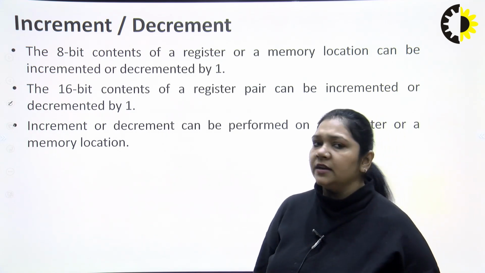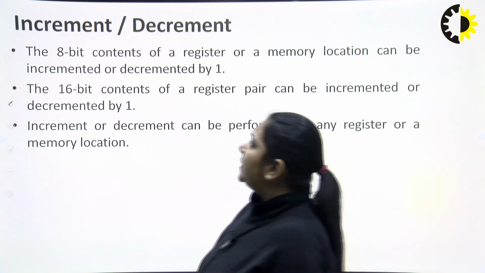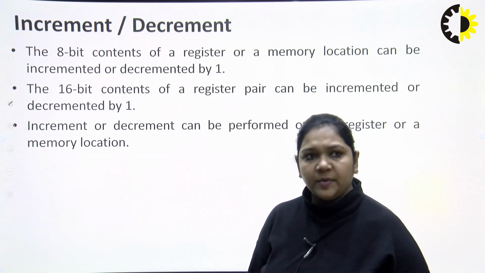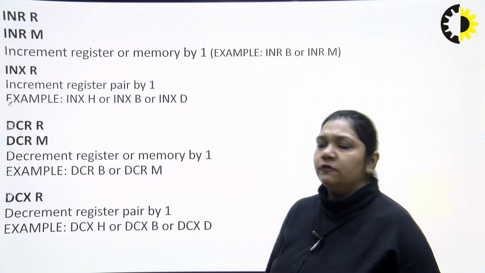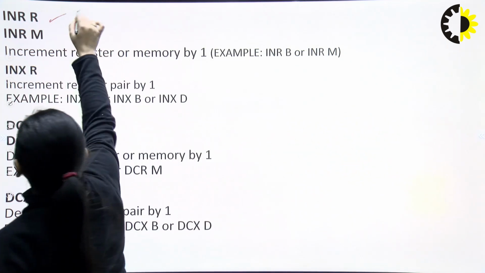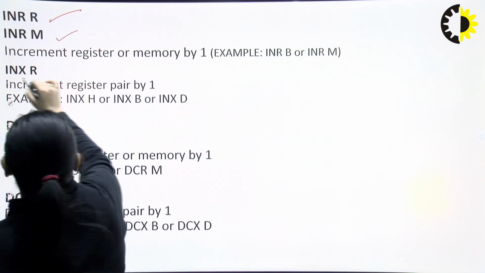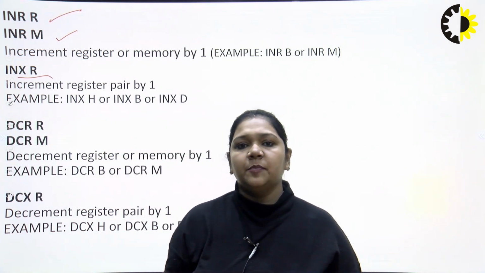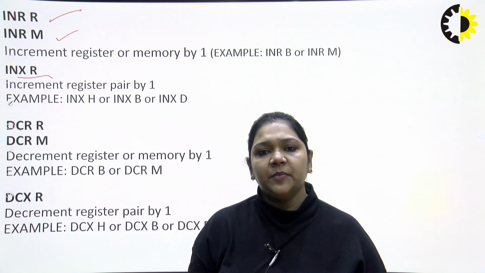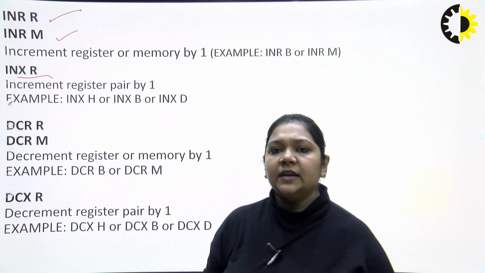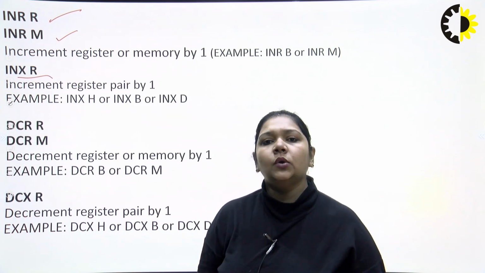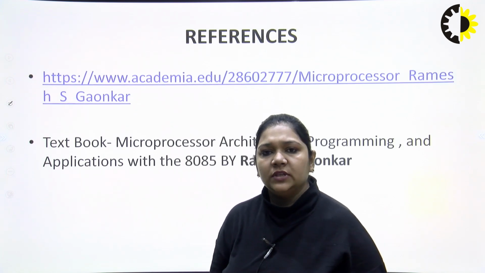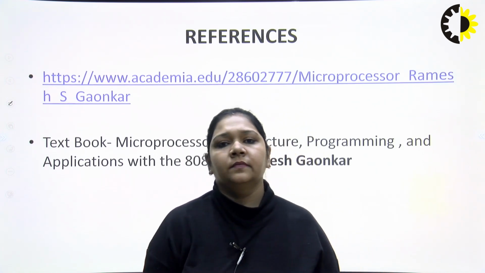Next is increment and decrement. Increment is of +1, and decrement is also of 1. For example, there is increment in one register, memory increment, and here X is for pair. When I have to increment a register pair, it is given INX. X is for extended pair. Similarly, in decrement it is DCX, that is decrement of the whole pair, not only a single register. So these are the references. Thank you.